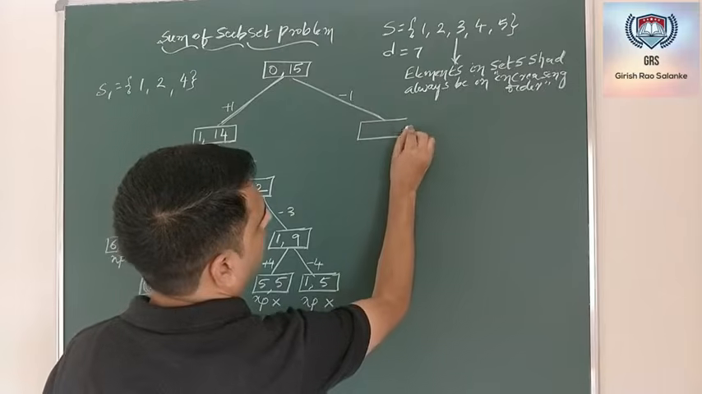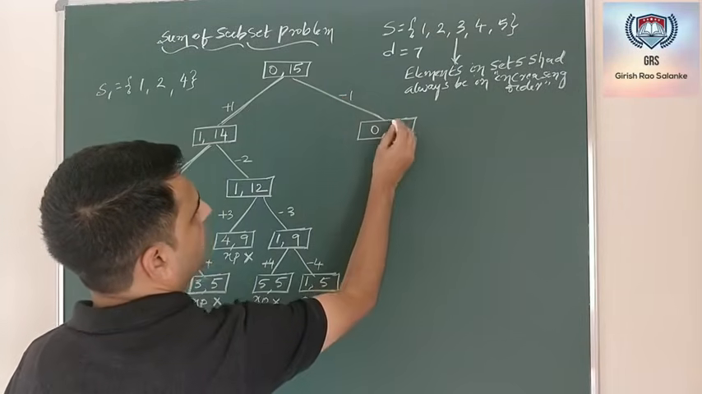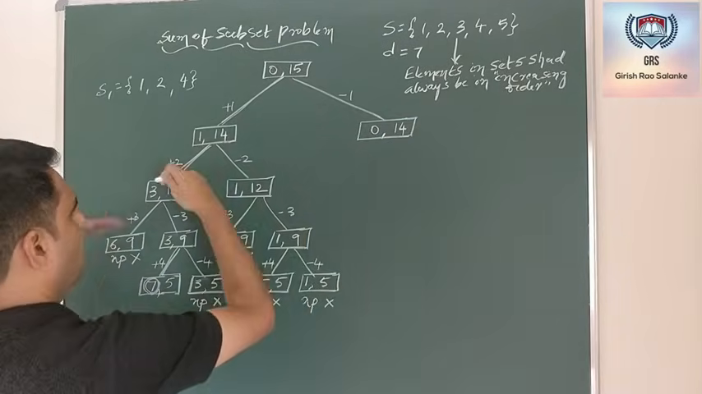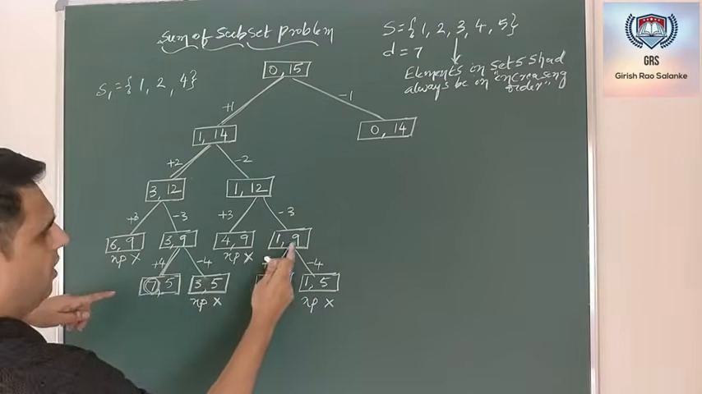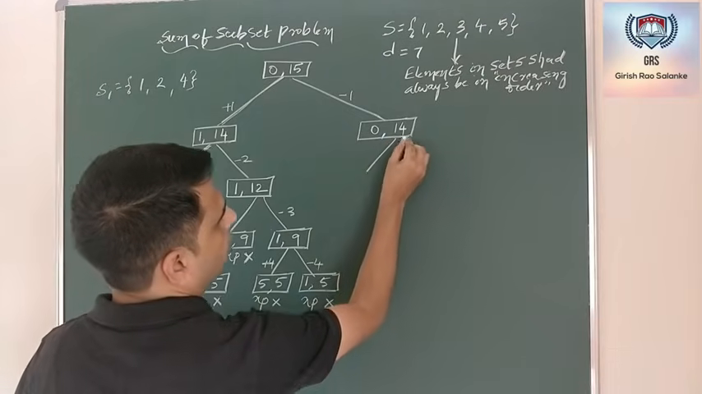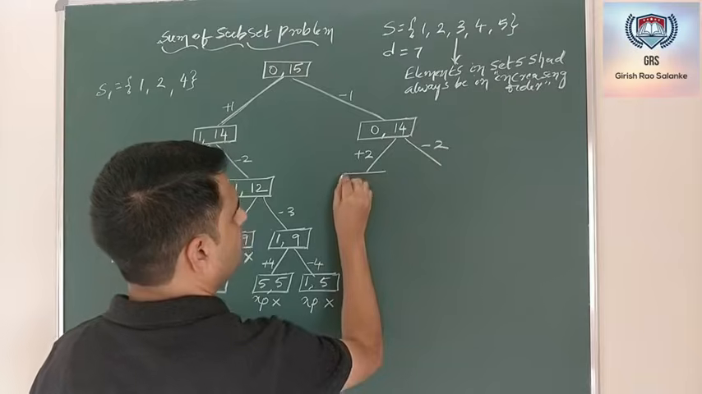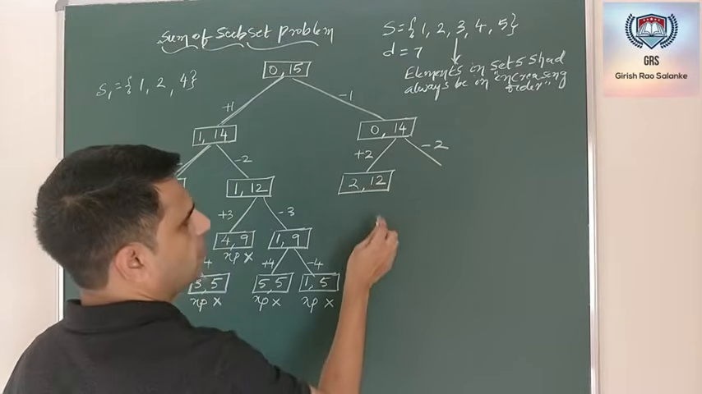Now right subtree, here it is 0 minus 1 is 0 and 15 minus 1 is 14. If you see one more thing, the remaining sum in all the levels will be same. Here 14, here 14. 12, 9, 5, 5. So here next go to the next element. Plus 2, minus 2. Plus 2 is this. Will be 0 plus 2 is 2, 14 minus 2 is 12.